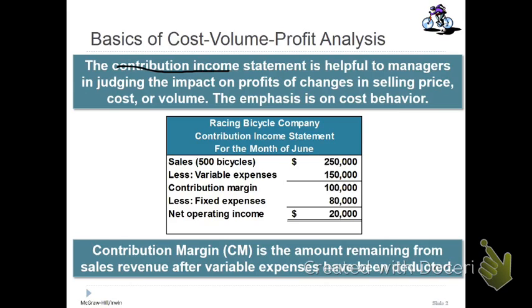What that means is that we're going to put all of our variable expenses at the top. We're going to look for our contribution margin, and the term contribution means that's the amount of money that can contribute to covering fixed expenses. And then we're going to subtract our fixed expenses to get our net operating income. So when we want to do a break-even analysis, it is best to put our income statement into this type of format.